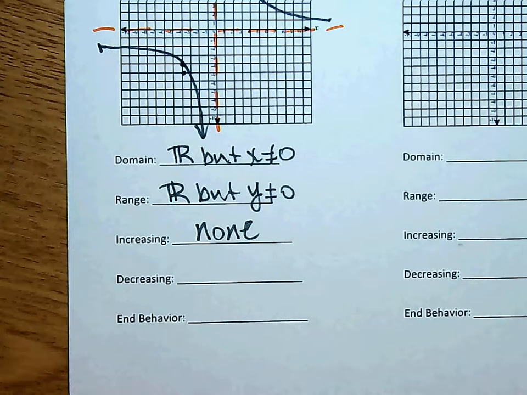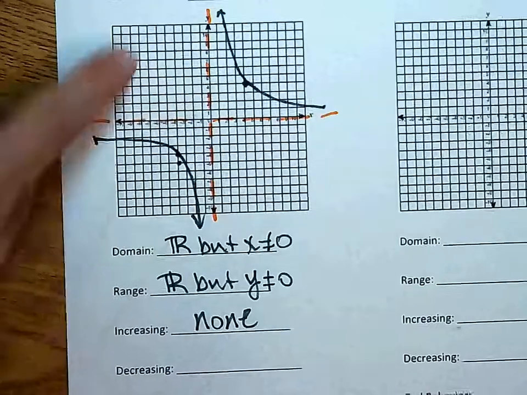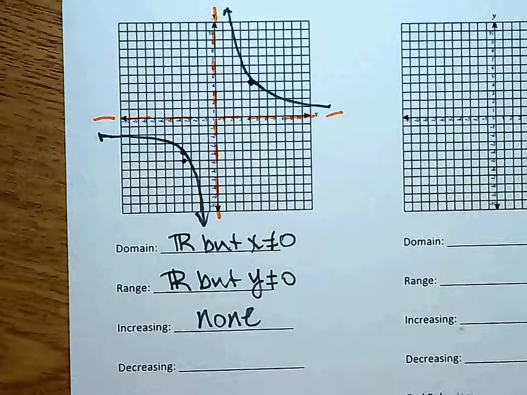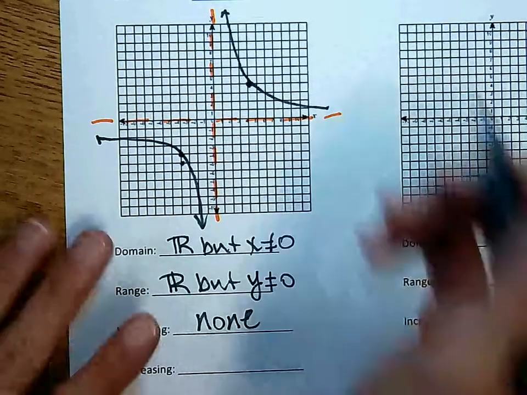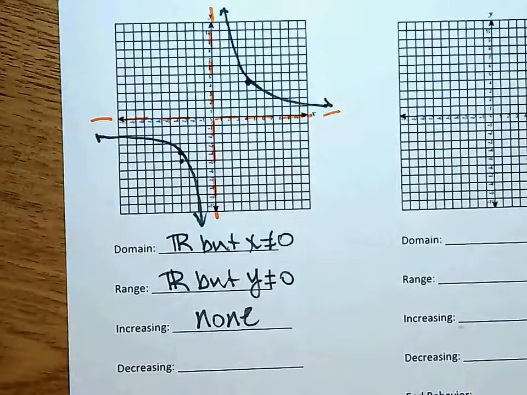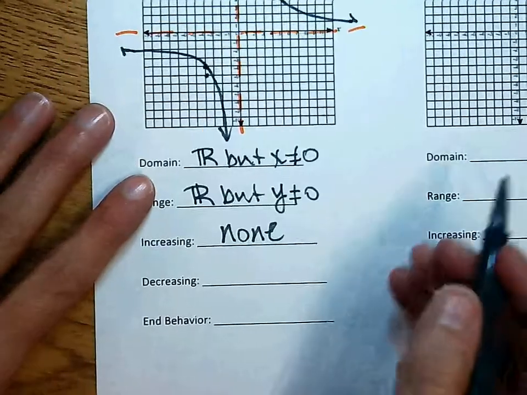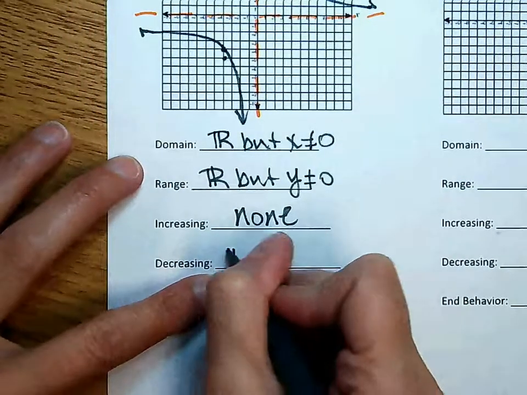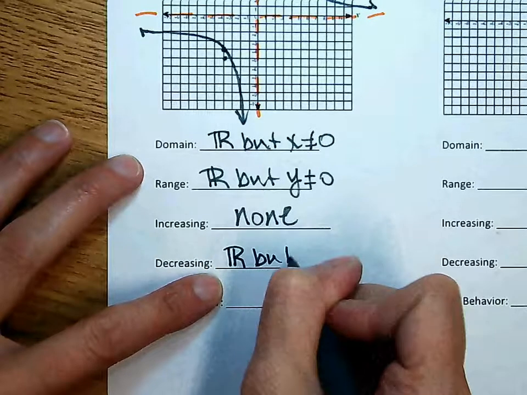Decreasing, oh wow, where's it decreasing? Everywhere, right? No, it's not increasing. You have to move left to right. Read it like you're reading, and it's always decreasing, right? Correct. I was not trying to say right and left. So it is decreasing where? Everywhere, but x cannot be 0. So it is decreasing at all reals, but x does not equal 0.